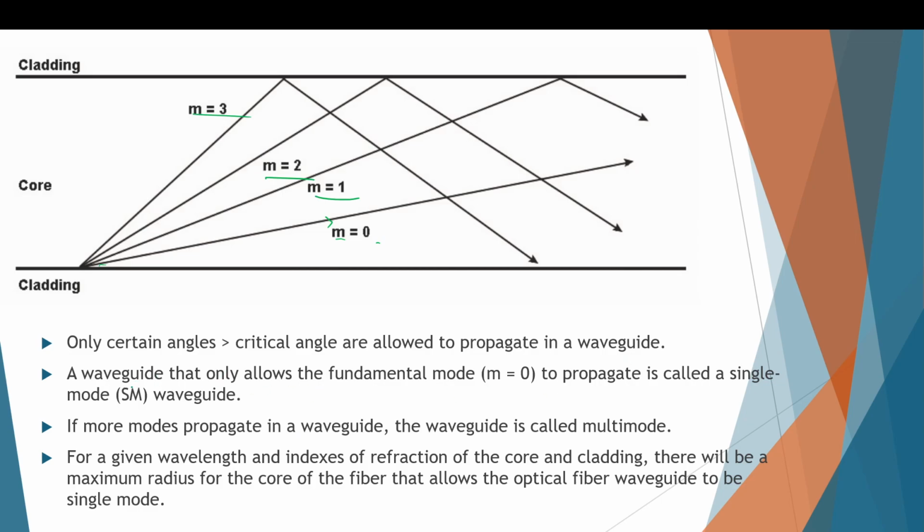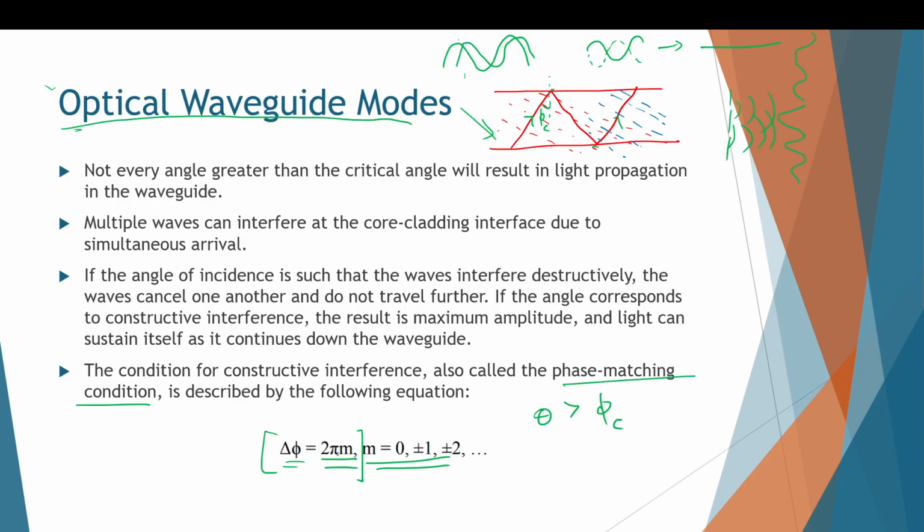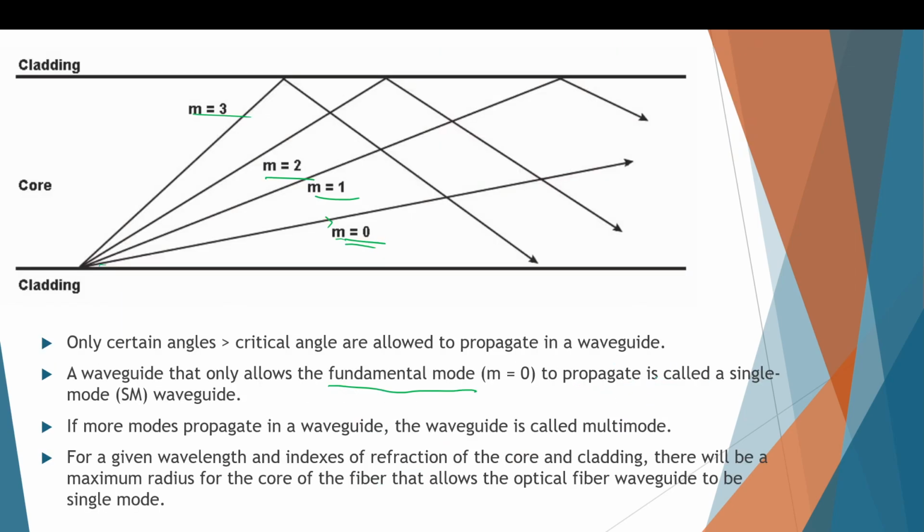So the waveguides that allow only the fundamental mode, that is the mode corresponding to m equal to 0, that is delta phi equal to 0, that particular waveguide is called a single mode waveguide. If more modes propagate in the waveguide, it is called multimode. So for a given wavelength and indices of refraction of core and cladding, there will be a maximum radius for the core of the fiber that allows the optical waveguide to be single mode. So what does this mean is, so we saw previously, right?